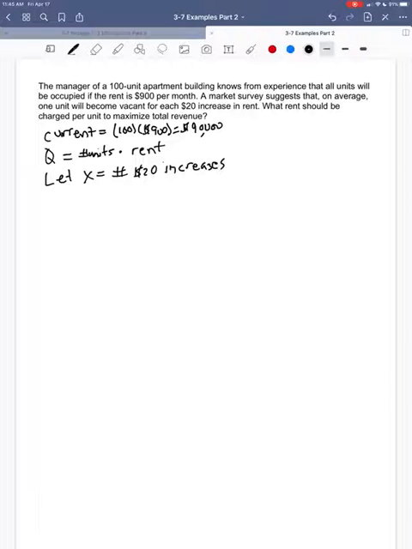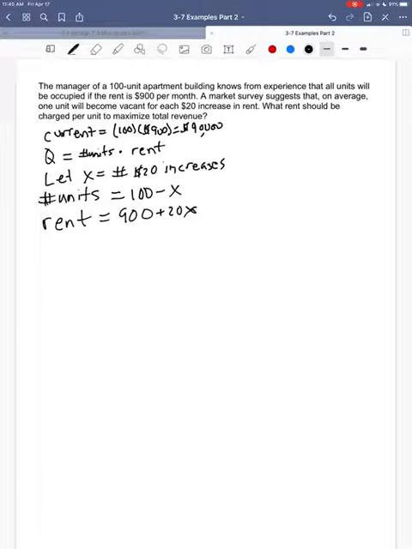So then the number of units rented, well, it says that one unit will become vacant for each increase. So if I've got X increases, the number of units started at 100, but it's going to go down by X. If there are 3 increases, it goes down by 3. On the other hand, the rent starts at 900, but it's going up $20 for every increase. So if there's X increases, it goes up 20 times X.